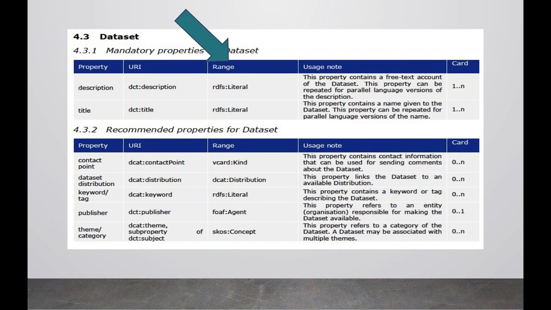Because this is an RDF vocabulary, this tells you what to expect in terms of a value. So the description is going to be literal, it's going to be plain text. As a matter of fact, the usage note says it's a free text account. In terms of cardinality, we have two different things here. We have the formal cardinality. This means that you have to have one, but there's no limit on how many you can have.